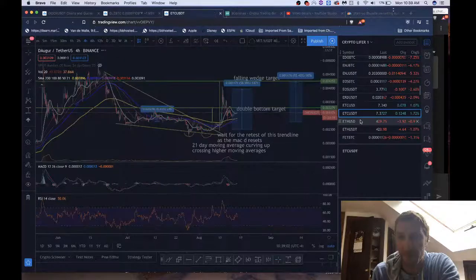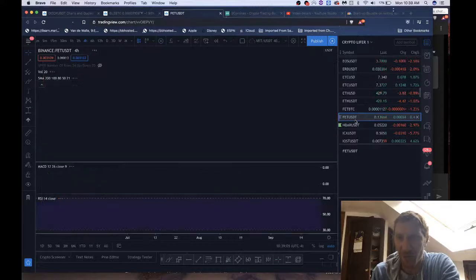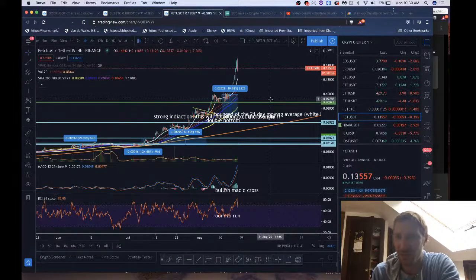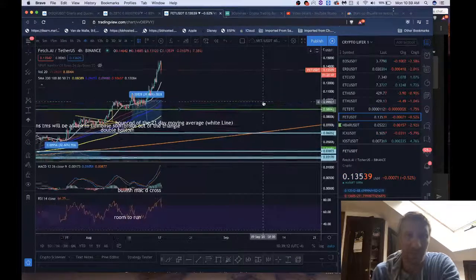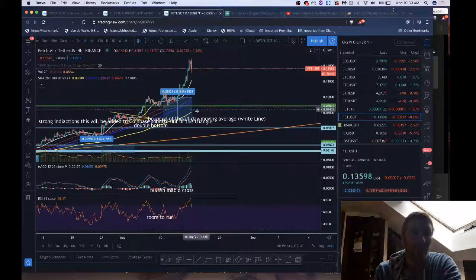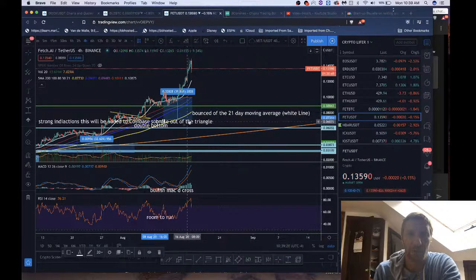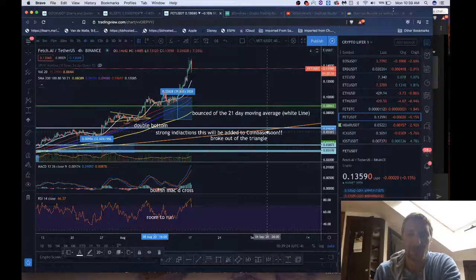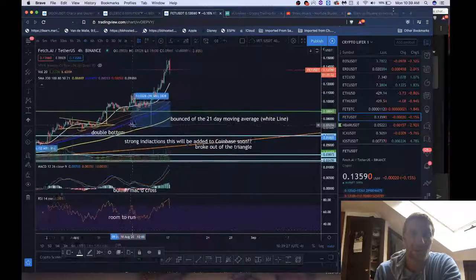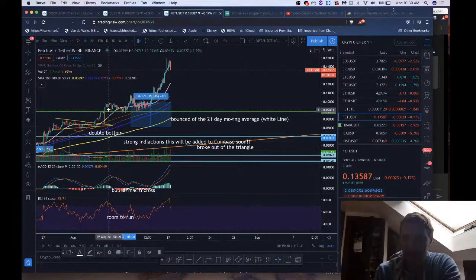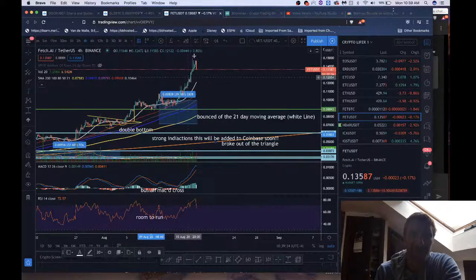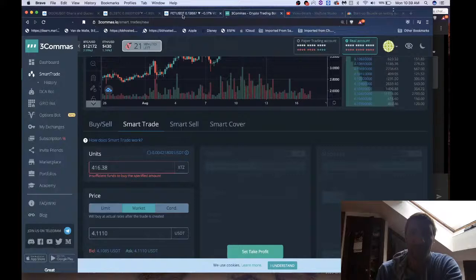Okay, so now FET, something I wanted to look at, just exploding to 13 cents, absolutely insane. I think I was in FET recently here. Let me see my work here on FET. Bounced off the 21D moving average, broke out of the triangle. I said it will be getting added to Coinbase soon, and that's a rumor. I don't think it did, but I had this double bottom. There was my target for FET. I ended up just selling it like 9-1. Had I held on to FET, it went all the way to 13. Wow. You can see my trade on FET.